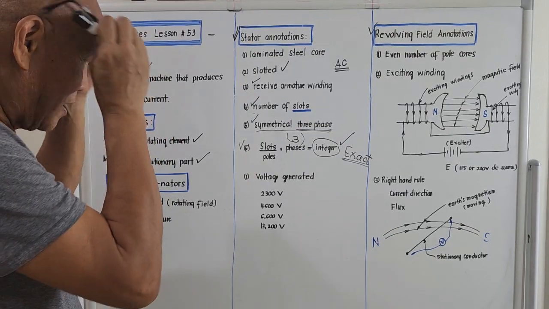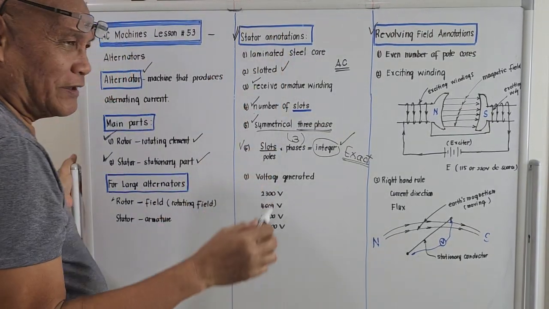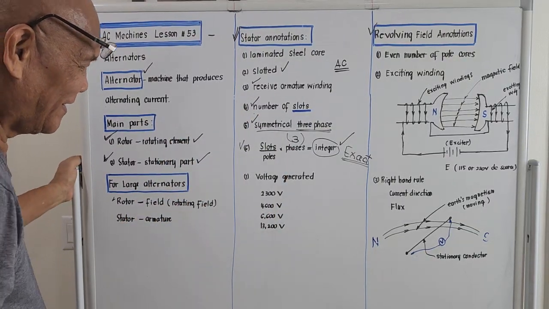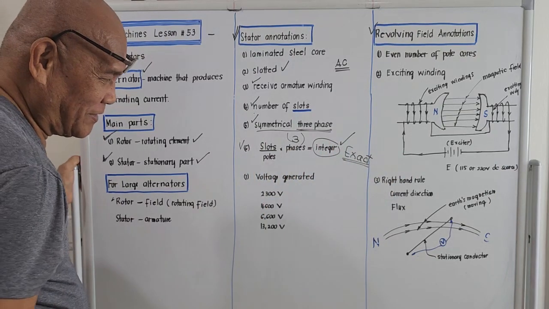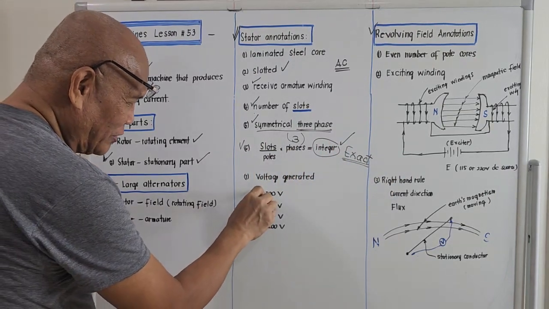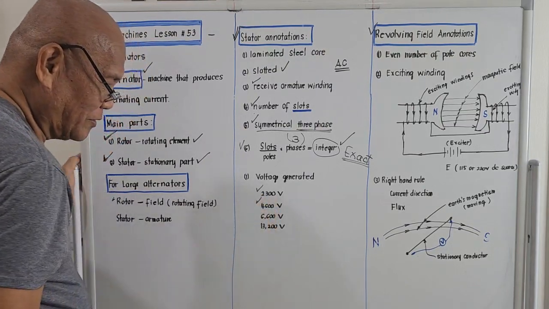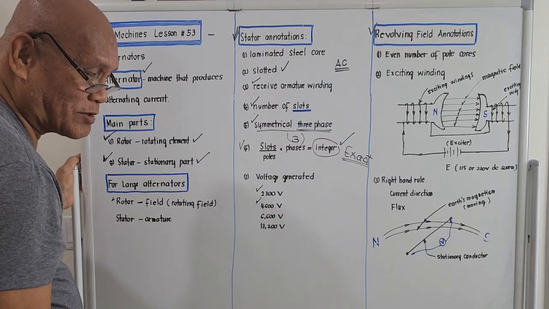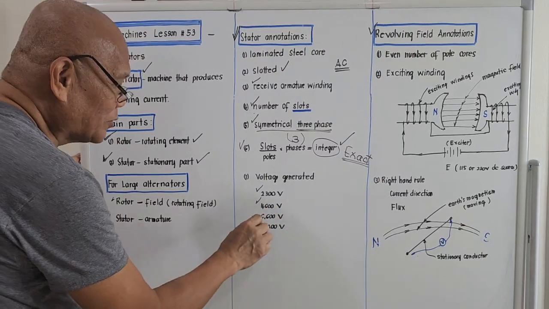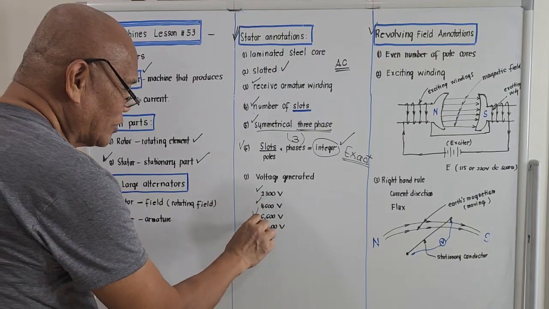And the usual voltage generated for the stator is in a range. The output of the alternator, it's three-phase, right? It could be 2,300 volts. It could be 4,600 volts. This is the high voltage, we are on the generator side, the alternator side. It could be 6,600 volts, and it could be 13,200 volts.